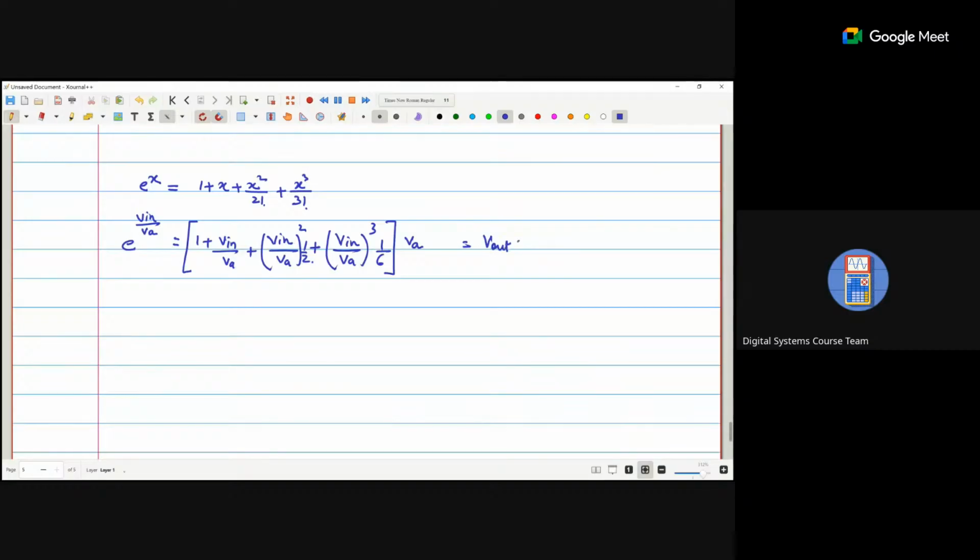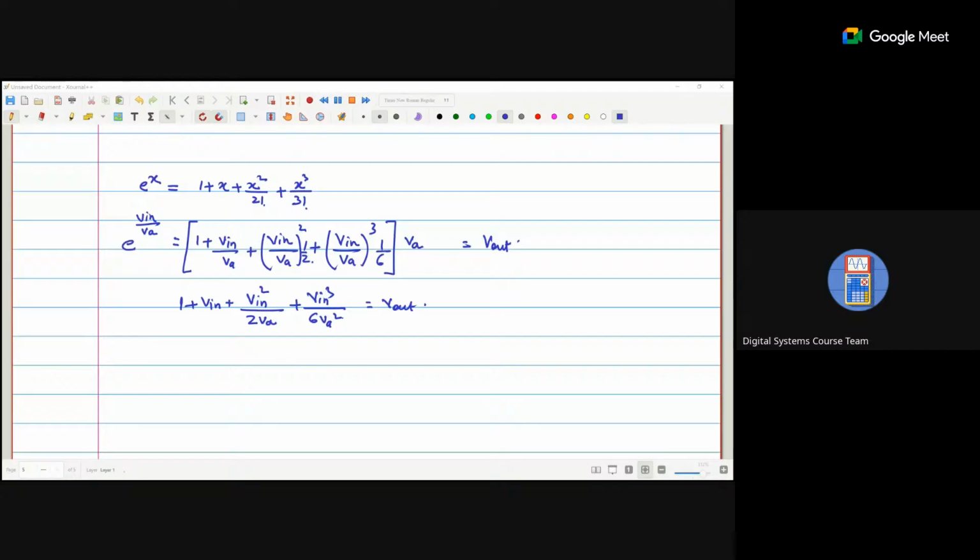Now can we cancel the va? So 1 plus v in plus v in square divided by 2 times va plus v in cube divided by 6 times va square is equal to v out. Now put the value of va. Va is 10 volts. And given that the incremental gain of 10 is achieved.